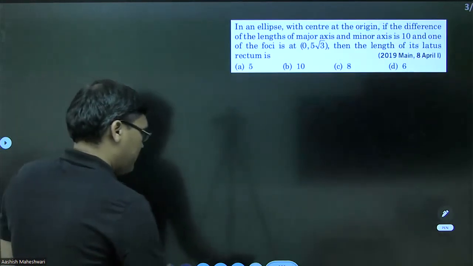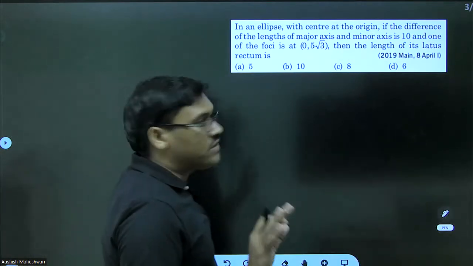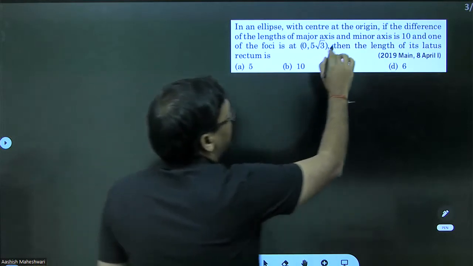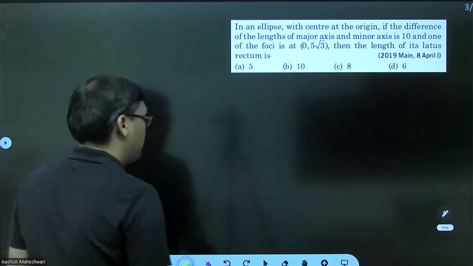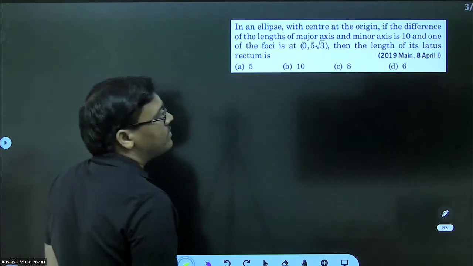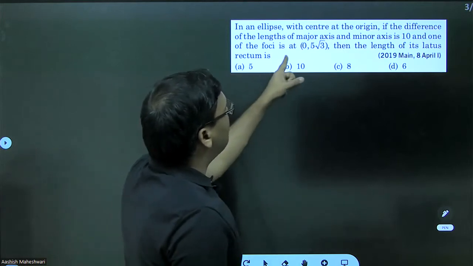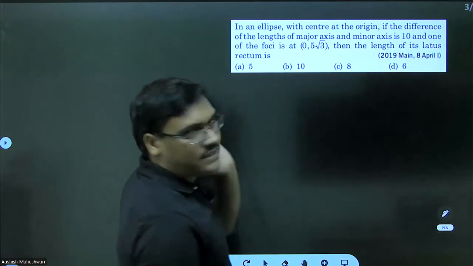In an ellipse, read the question. You can always try this question by pausing this video. Okay. In an ellipse with the center at origin, they have clearly mentioned that the center is at origin. If the difference of length of major axis and minor axis is 10 and one of its foci is at 0, 5 root 3, then the length of its latus rectum is.